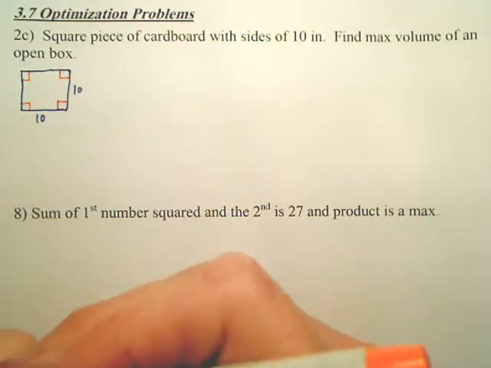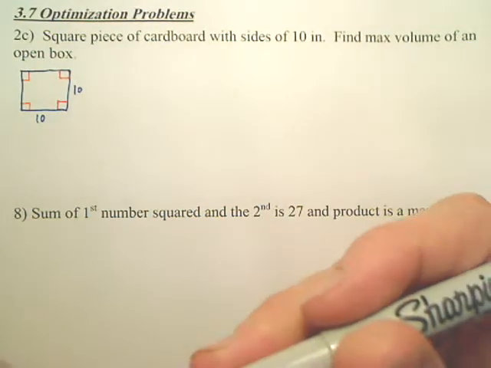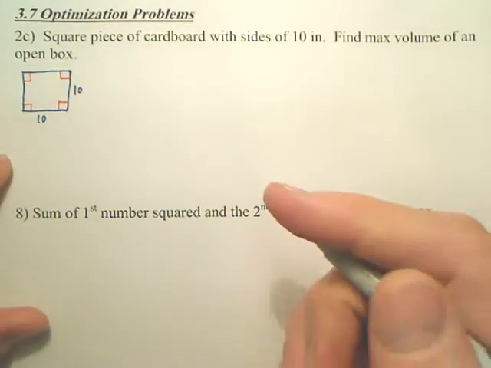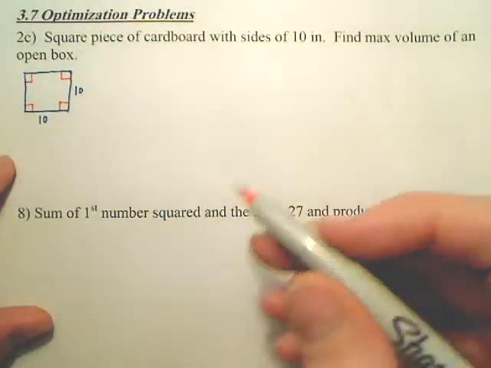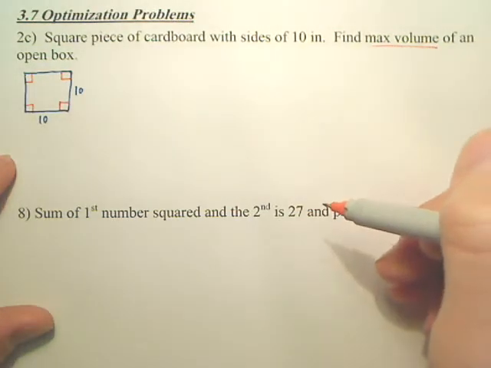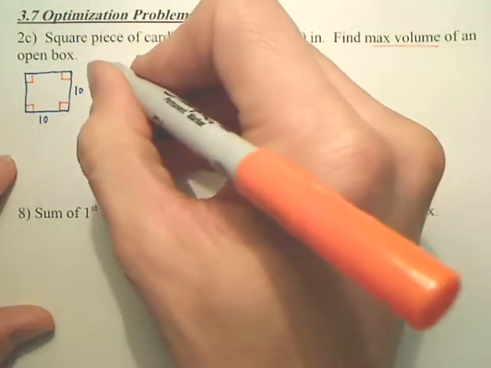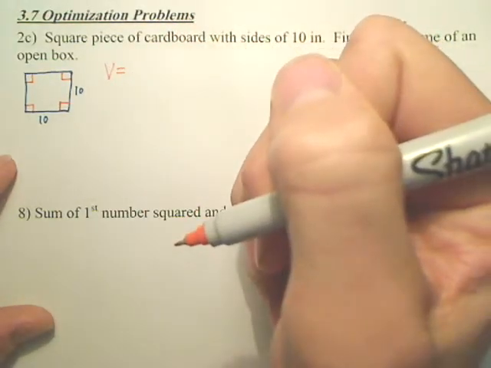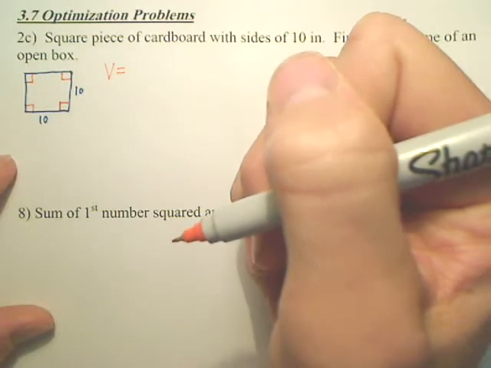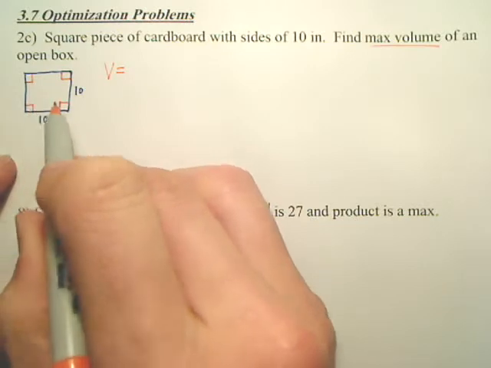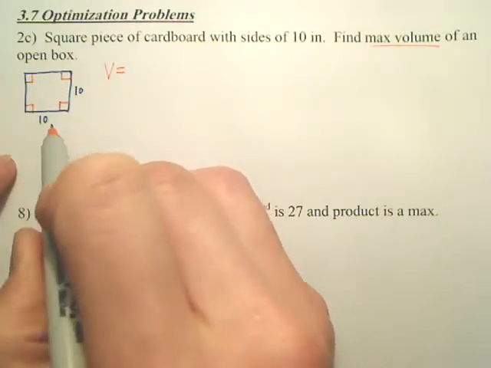So, we need to make a primary equation and possibly a secondary. Now, what are we maximizing or minimizing? Right there. We're maximizing volume. So our primary equation is dealing with volume. Now, if we have a box, what's our volume? Base times width times height. Now, is the base of this box always going to be a square if you're cutting out squares in the corner?